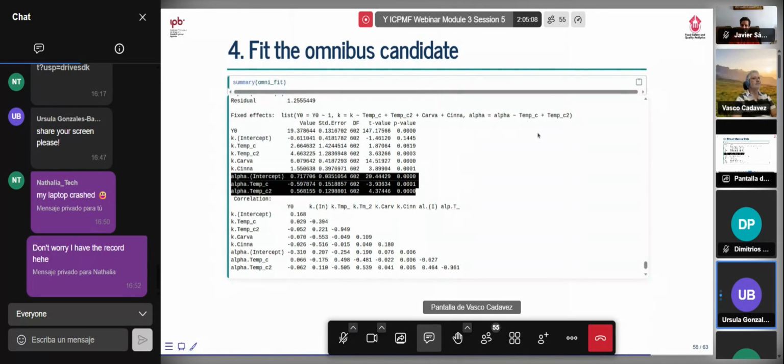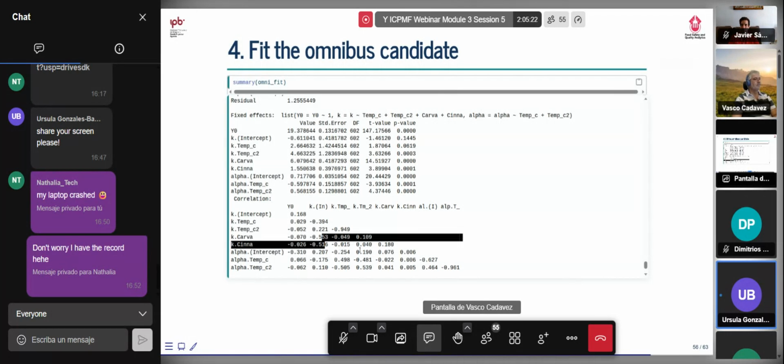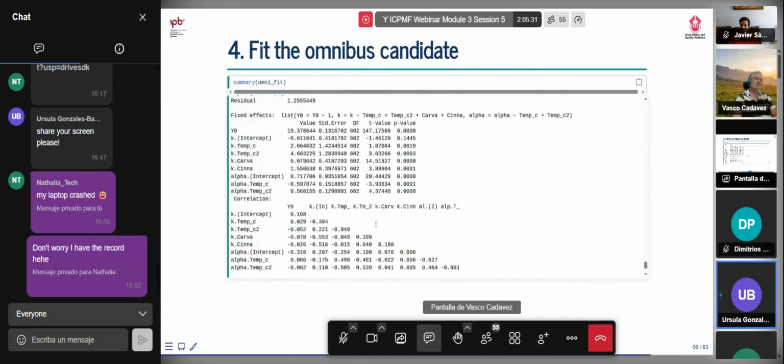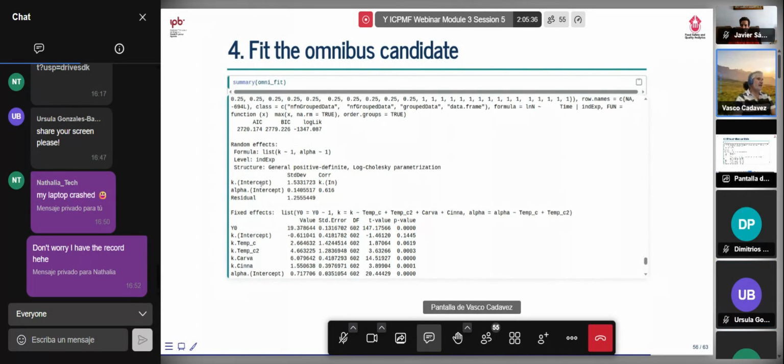Important is also to look at the correlation matrix, because you want to avoid having correlations higher than 0.9. When you have very highly correlated fixed effects, the model becomes unstable. So meaning that if you slightly change the initial parameters, maybe it will not converge. That's it, Vasco.